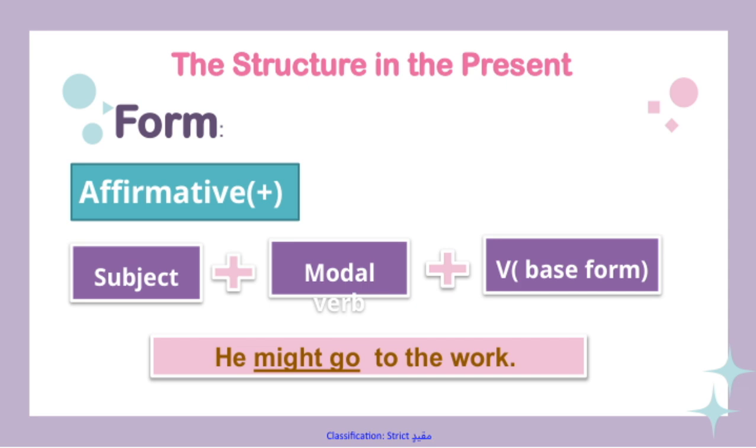Understanding this structure is fundamental because it forms the basis for more complex sentences and helps us express ourselves accurately in various contexts. Remember, the key points are the modal verb, the subject, and then the base form of the verb. This consistent pattern is what makes our sentences clear and grammatically correct.